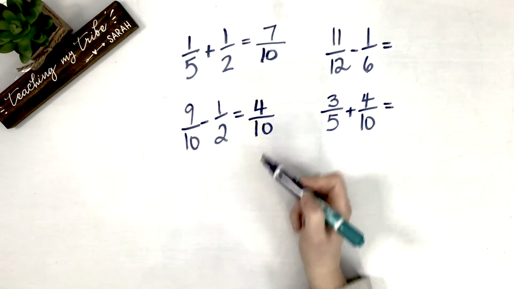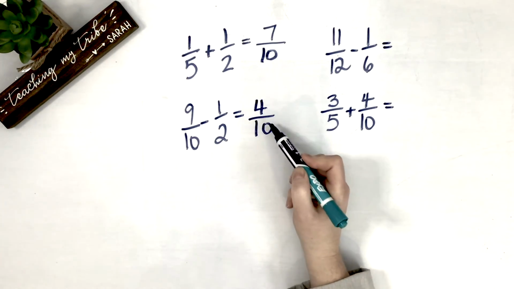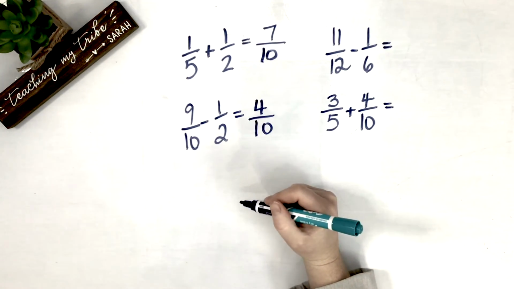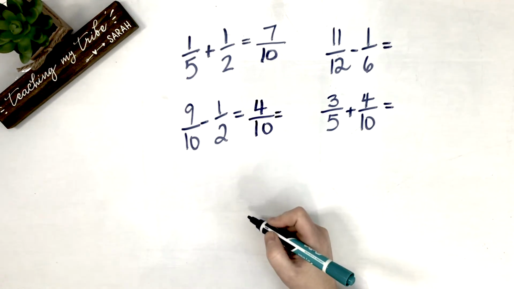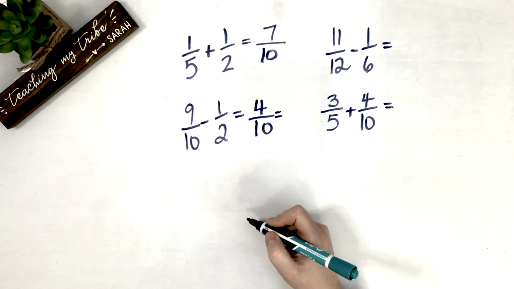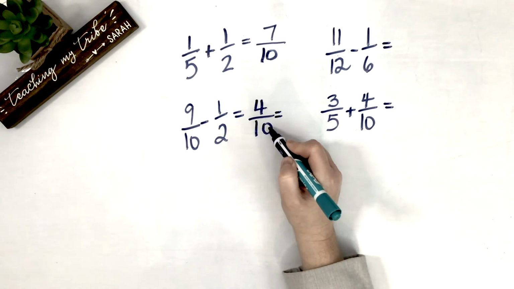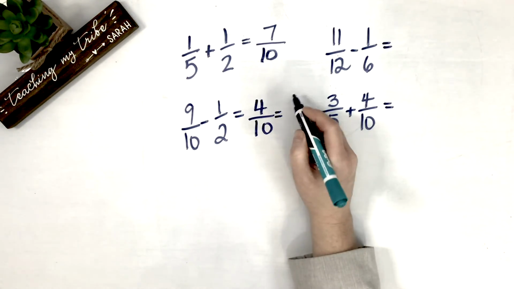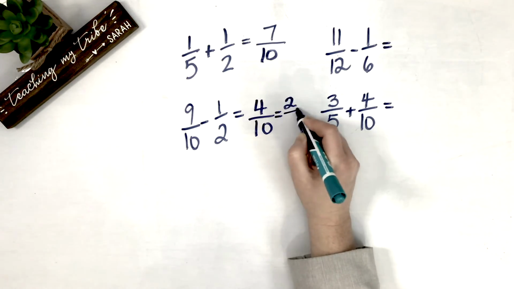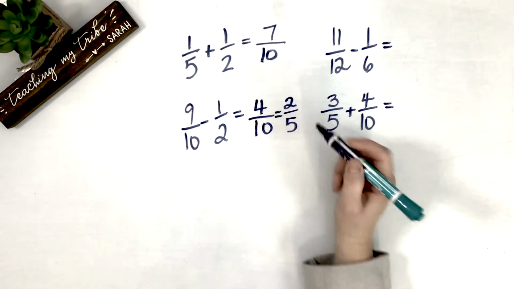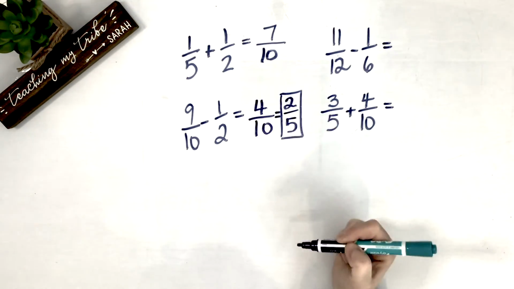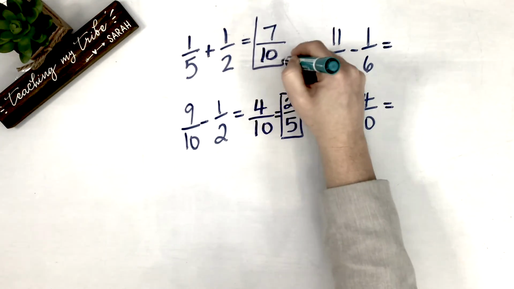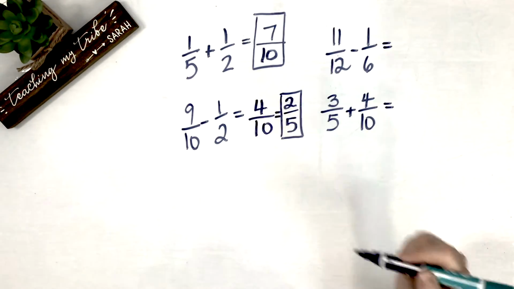Now, this can be reduced. They're both even numbers, which means that they can both be divided by 2. So I'm just going to finish my answer by dividing both the numerator and the denominator by 2 to reduce it to 2/5. So both answers are correct, but this is just your finished answer. That one can't be reduced.